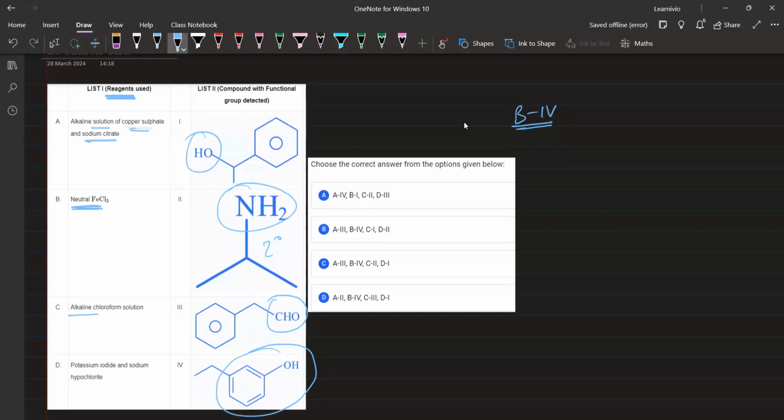Then you have alkaline chloroform solution, CHCl3. It is used for what? Detection of 1 degree, 2 degree, and 3 degree amines. That is why this C will be for 2. And I think your answer will be here already. B4, C1, B4, C2. Yeah, C is the correct option.